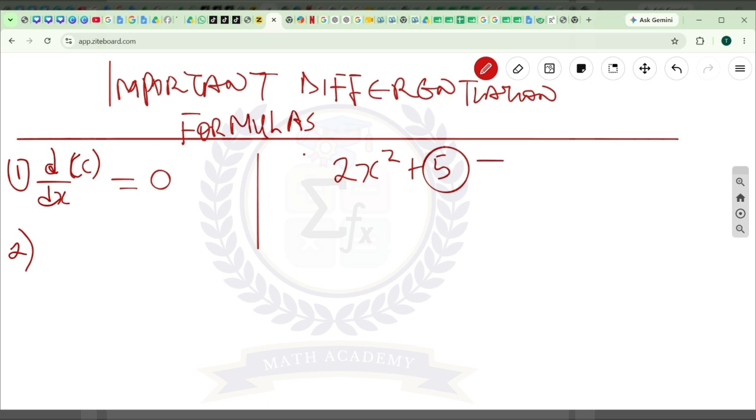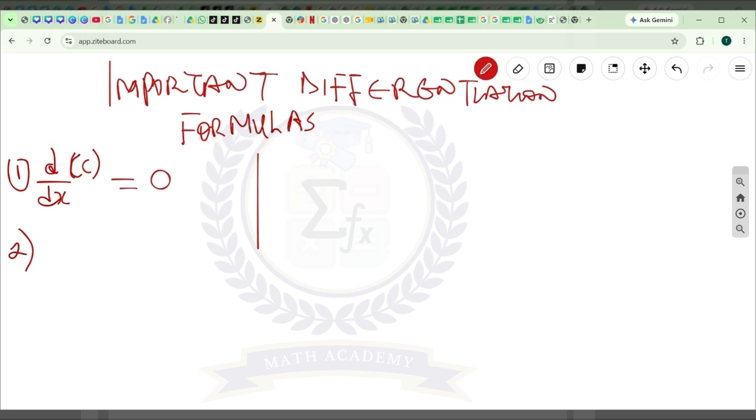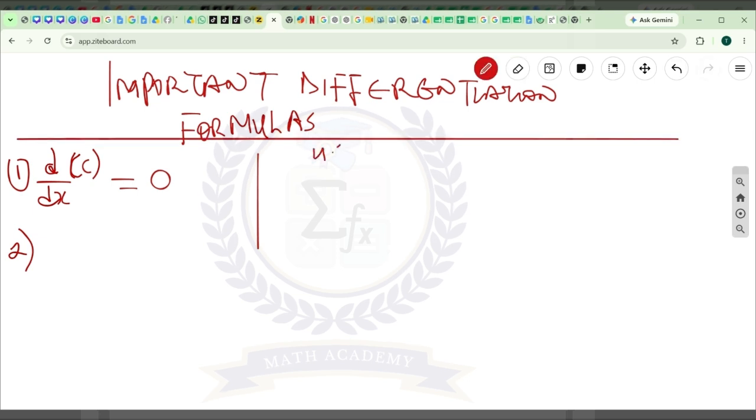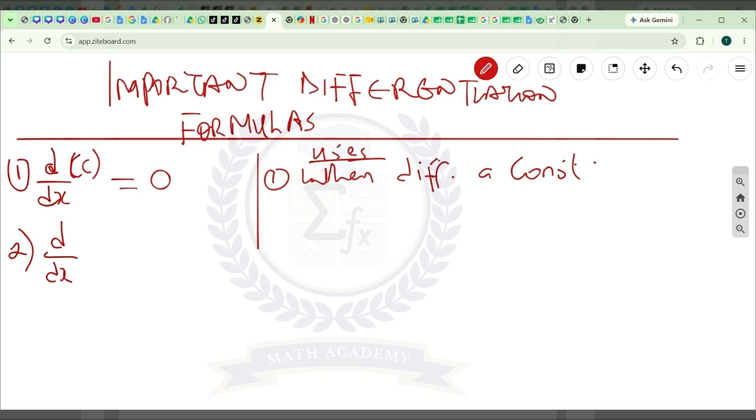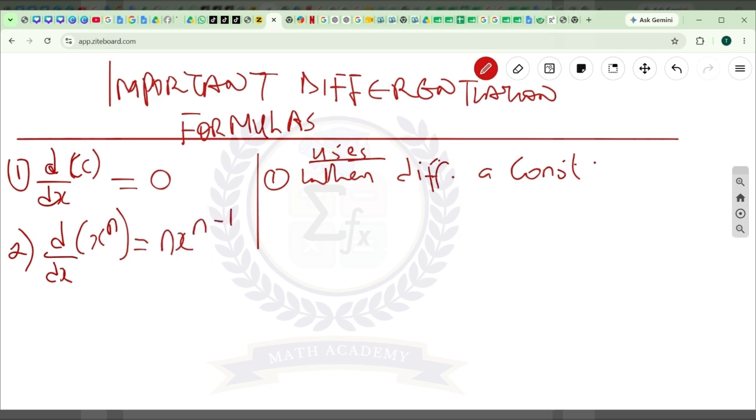Let's outline the uses. Number one is when differentiating a constant. Number 2 is called the power rule. So this states that d over dx, when you have a function x to the power of n, it is equal to nx to the power n minus 1. So this is called the power rule.